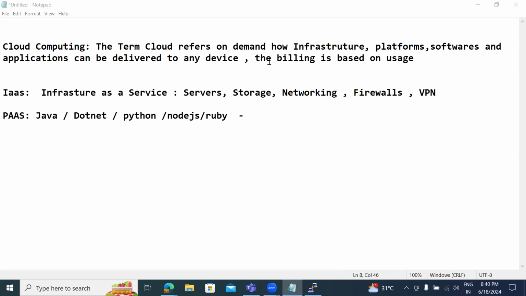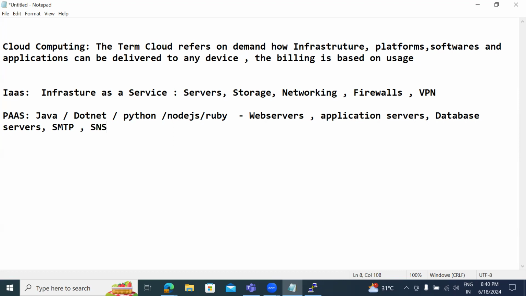Once you set up all these, what we need to take care of is, we want some web servers, application servers, database servers. Then we want some SMTP kind of servers or SNS kind of servers. All these are very, very complex and only large scale enterprises used to manage. But now all these platforms are available from the cloud.